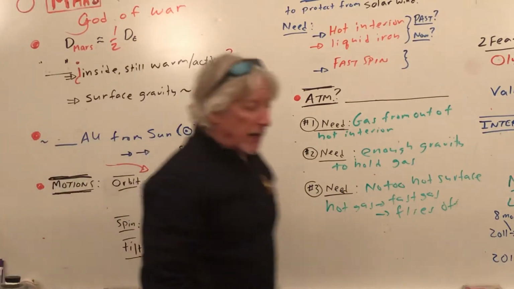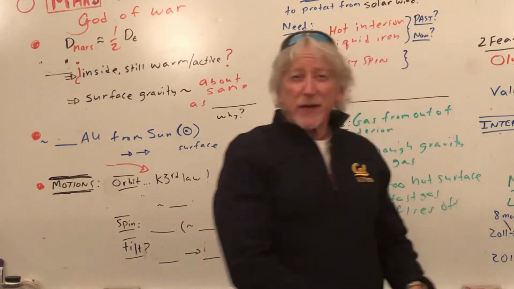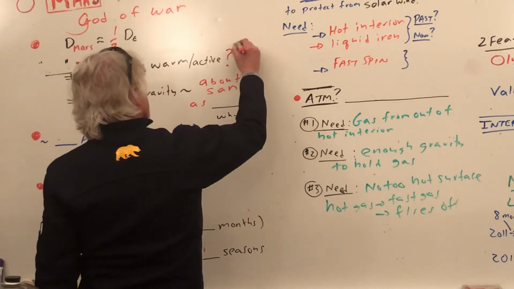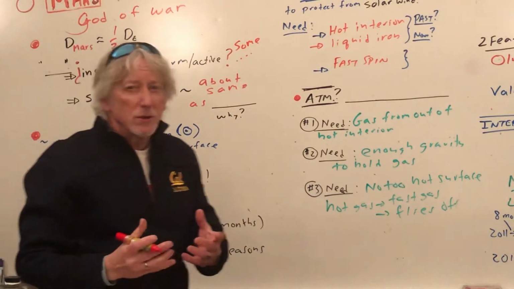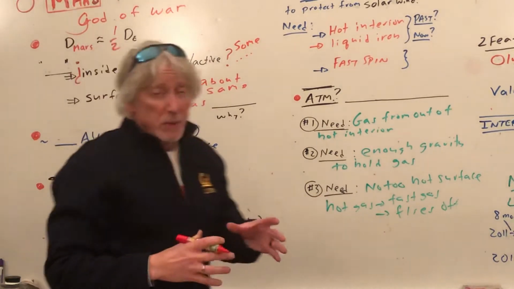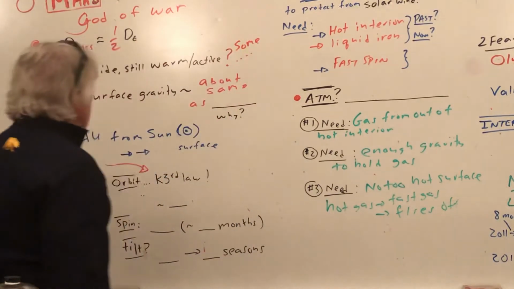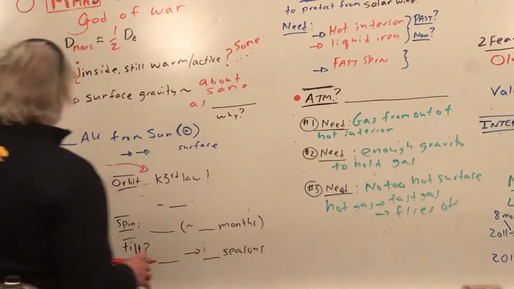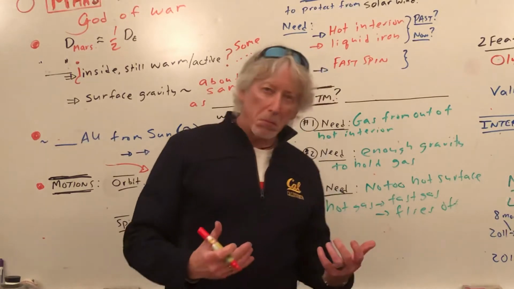Inside, is it still warm and active? Some. 1/2 and 1/2. Some. How much? We need some missions. Right? We don't expect it to be like Venus, spewing out that carbon dioxide. We don't expect it to be like Earth. Oh, we love Earth. There's an organization, Astronomers for Planet Earth. Check them out.